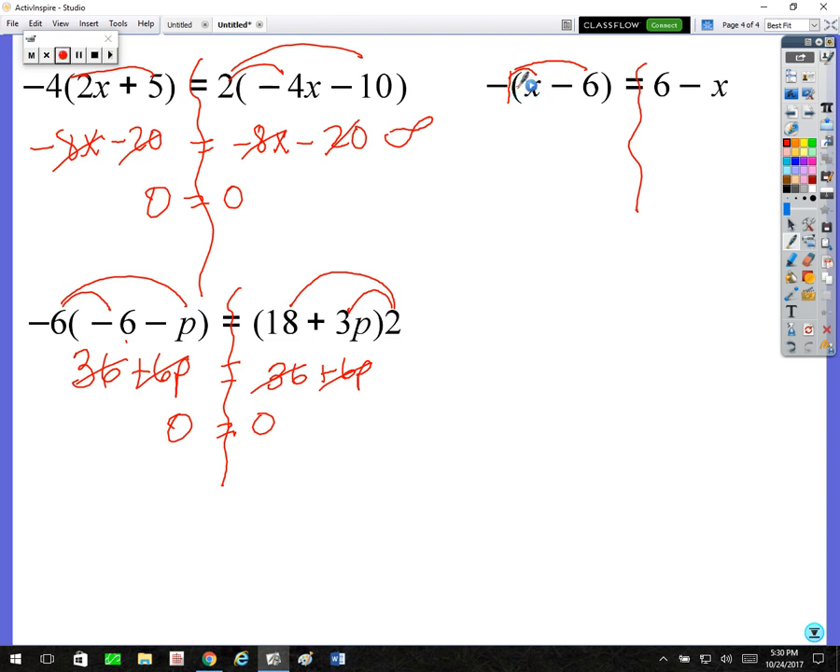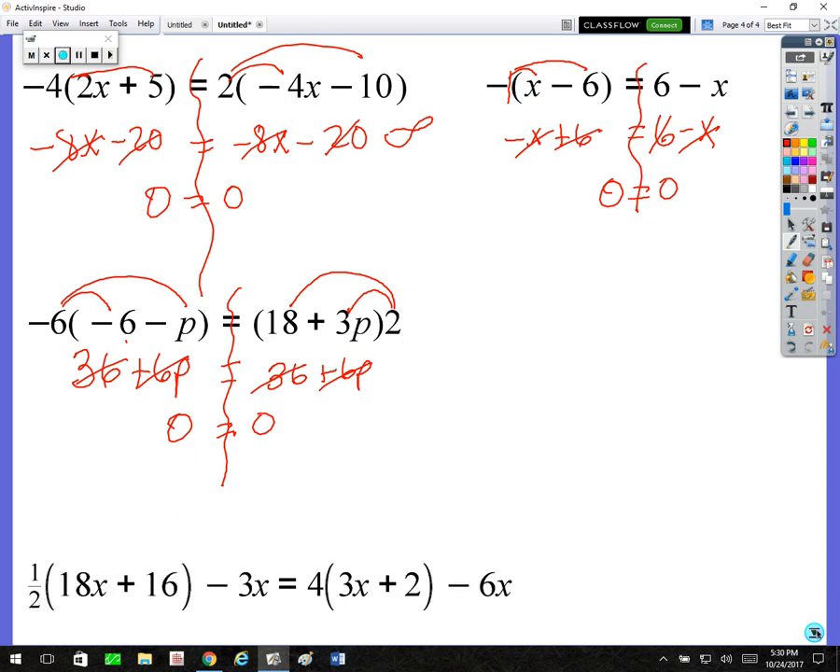So negative 1 times x is going to be negative x. Negative 1 times negative 6 is a positive 6. And on the right side, 6 minus x. Well, even though they're written differently, 6 is still going to cross out 6. Negative x is still going to cross out negative x. And I have 0 equals 0. Okay? True here, true here. All right? That was kind of complicated because you have to remember that's a negative 1 or to take the opposite sign. Okay? Let's look down here.